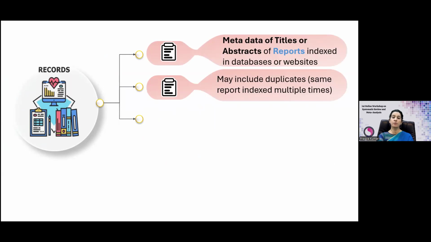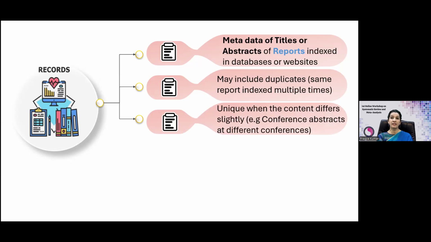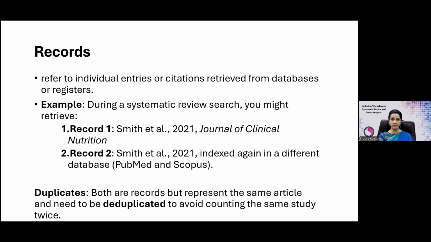And a record may be a duplicate one, because if you are extracting from Medline using PubMed and using Ovid, then definitely there will be a lot of duplicates, because both are going through the same database. Again, in Embase or Web of Science also, you will find a lot of duplicates. So it is unique only when the content differs. This record refers to the individual entries or citations. You call them citations also, or the metadata. So the individual entry of that particular publication into these databases is known as the record. So whatever you get from the database or registers in the form of an NBIB format or RIS format, that is known as the record.